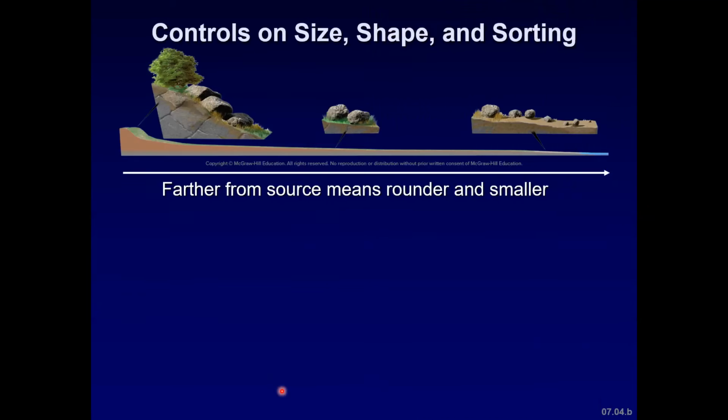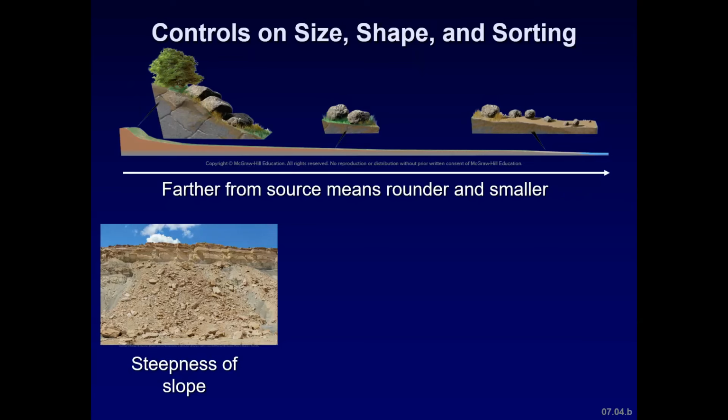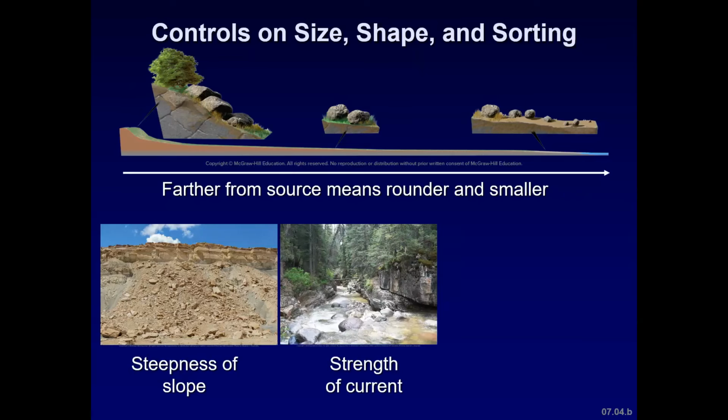So what controls size, shape, and sorting of sediment? As you go further away from the source of rock, you get rounder and smaller sediment. Steep slopes contain sediment that's poorly sorted and angular to start. But then with strong turbulent rivers and ocean waves, you can move large clasts over time. And less turbulent currents can only move really fine-grained sediment.